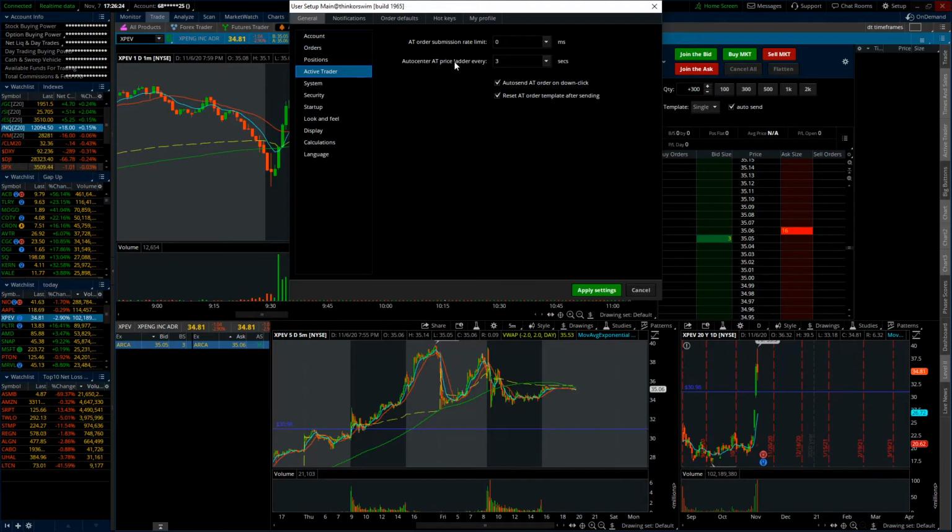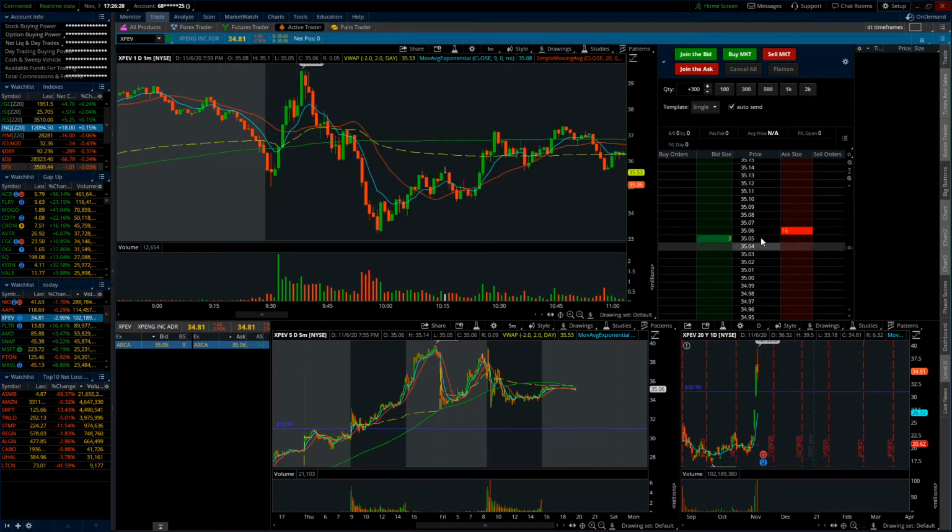And I have my price ladder to reset every 3 seconds. All that means is the ladder moves around a lot, and then it'll reset me on the center every 3 seconds. So I can scroll down and set a limit down here, but then it'll reset after 3 seconds and put me back where the market is. Anyway, that's a little bit beside the point.